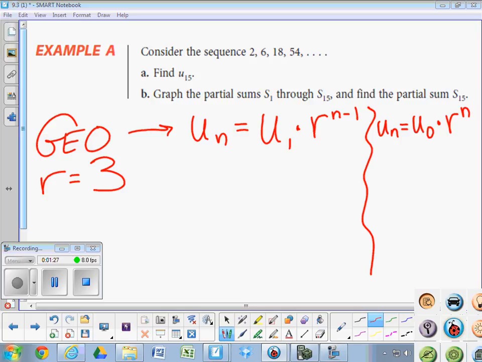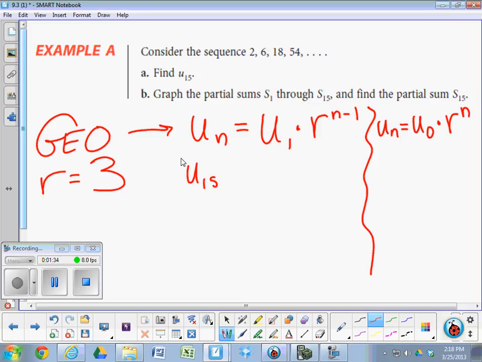Watch how this would work. If you wanted U15, you would need the first term, which is 2, times R, which is 3, to the N minus 1. And you would let N equal 15. So it would be 3 to the 14th power.